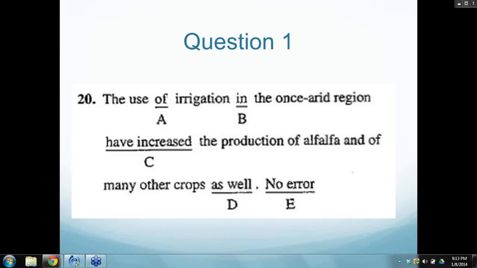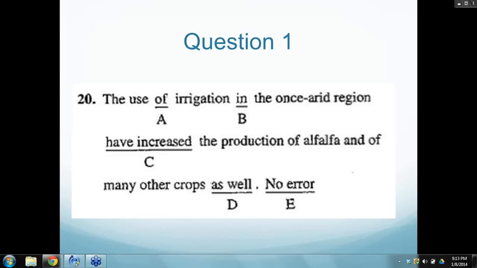Okay, most of you have had a chance to answer, and nice job, many of you were correct. The correct answer is C, and the reason why is you notice that the word use is the subject of the sentence, the use of irrigation in the once arid region. So we can't say have increased, it has to be has increased. Has goes with a singular word.